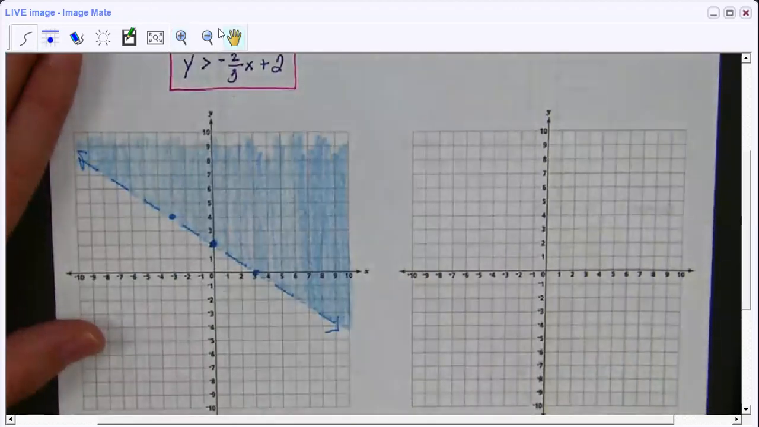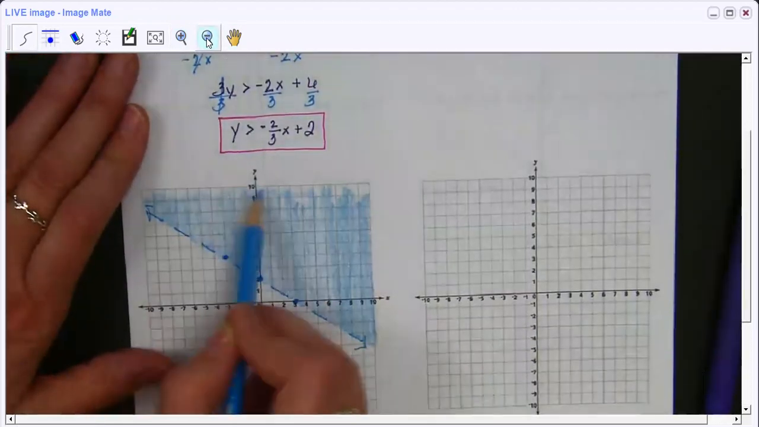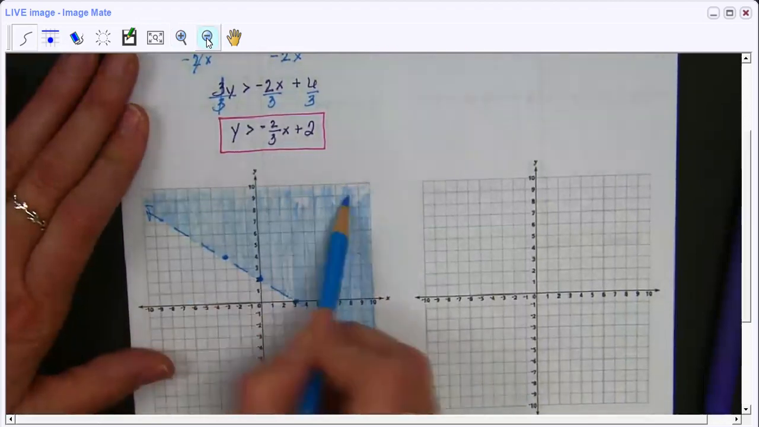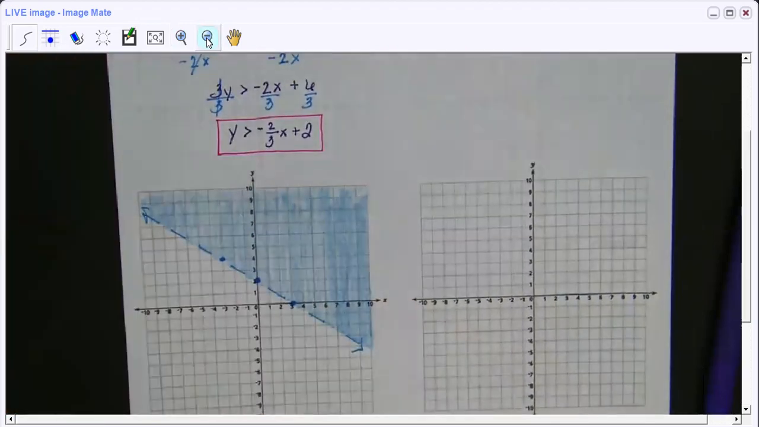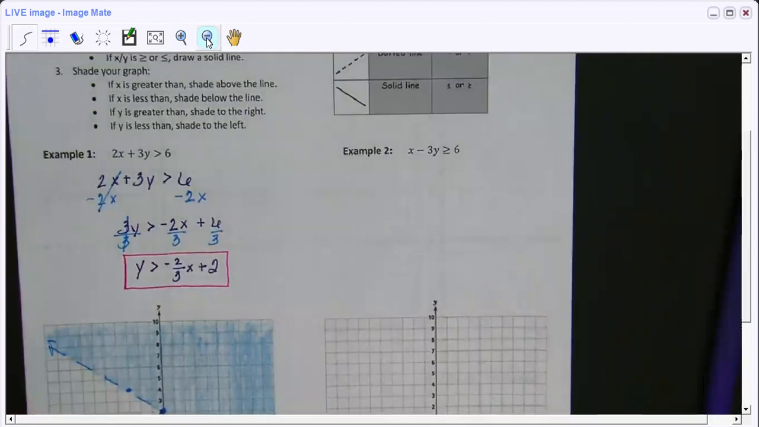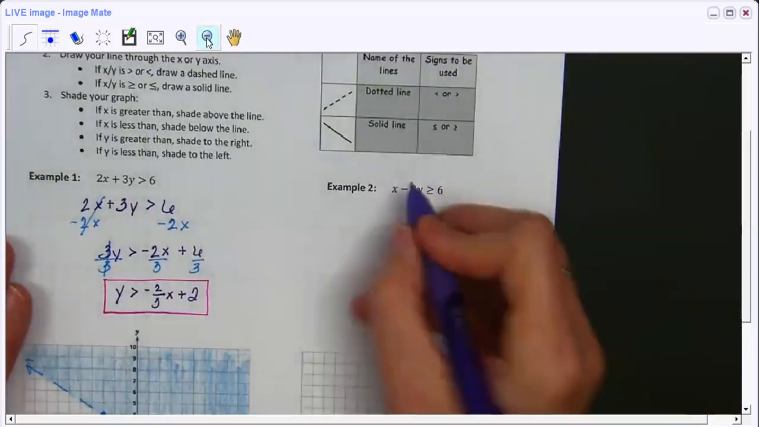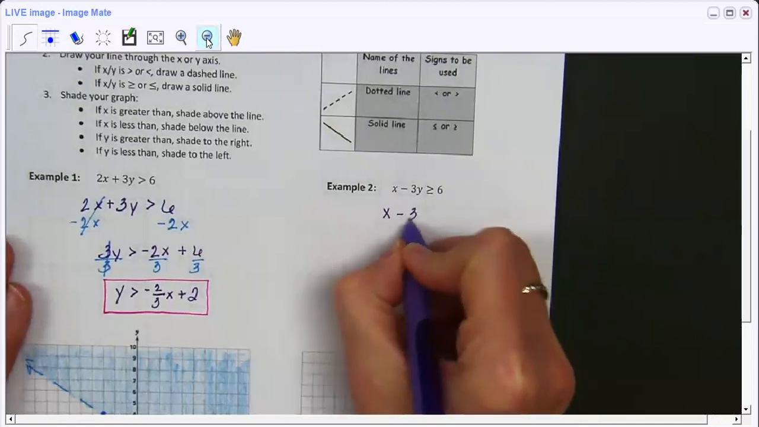I might be zoomed in a little bit too far. Let me zoom out just a little. Okay. So are there any questions about that? Okay, let's go to example 2. We have to first put this into slope-intercept form. So I need to subtract x on both sides.